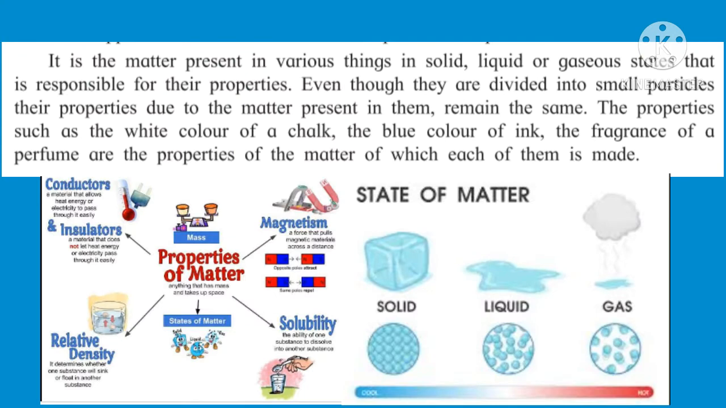It is the matter present in various things in solid, liquid or gaseous states that is responsible for their properties. Even though they are divided into small particles, their properties due to the matter present in them remain the same. The properties such as the white color of a chalk, the blue color of ink, the fragrance of a perfume are the properties of the matter of which each of them is made.